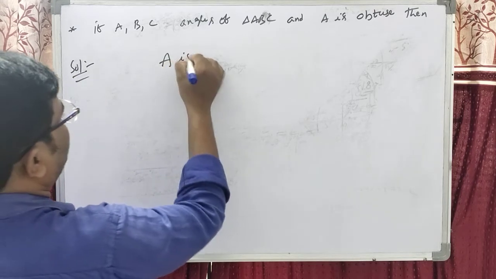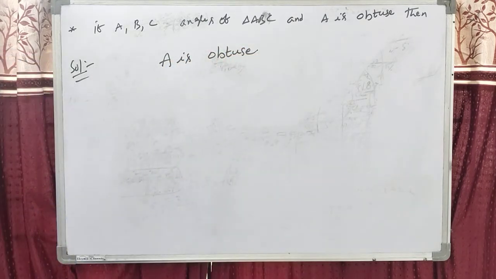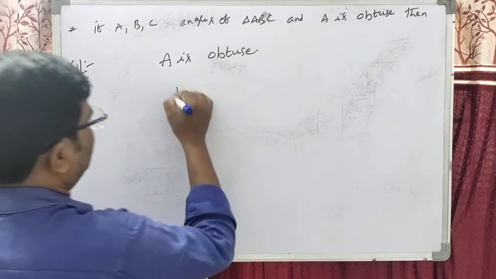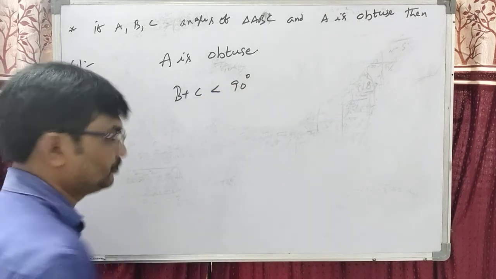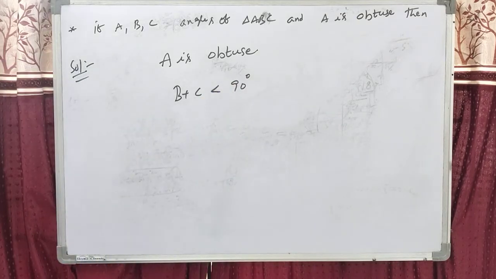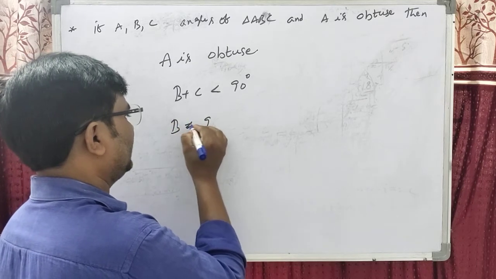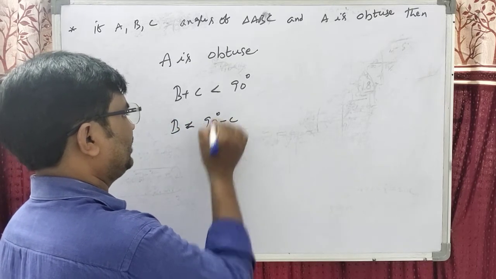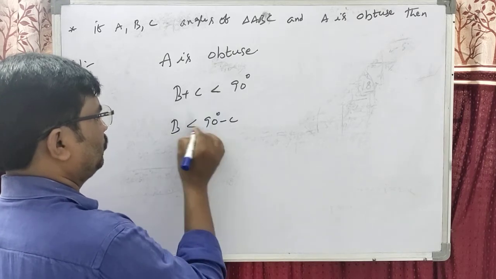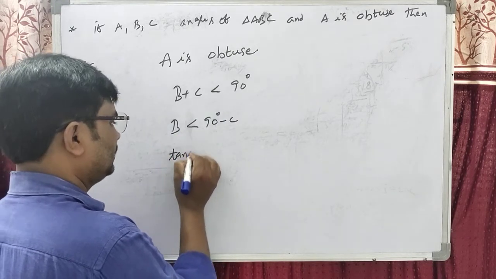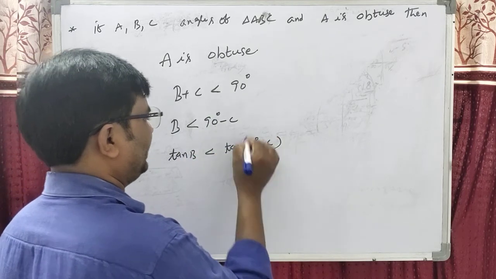So, A is obtuse. The remaining angles B plus C must be less than 90 degrees. Therefore B is less than 90 minus C. Now we can apply tan on both sides: tan B is less than tan of 90 minus C.